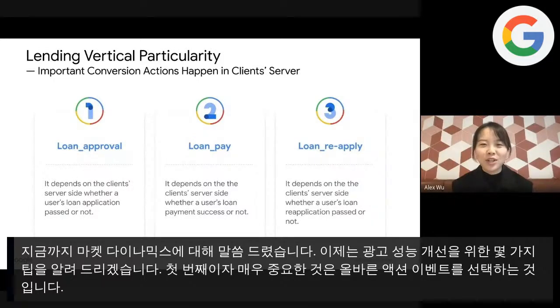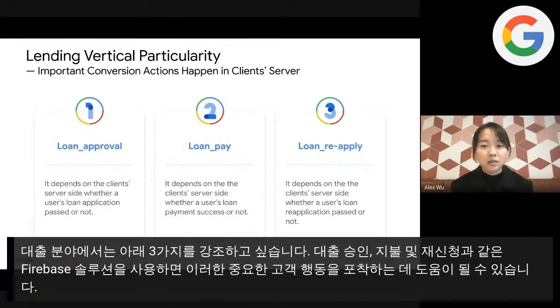Okay, now you already know the market dynamics. We are going to give you a couple of tips to help you improve the ads performance. And the first one, a very important one, is choosing the right actions. So I want to highlight those 3 actions in the lending vertical, like loan approval, pay, and reapply. Those 3 are very important, but they all happen on the server side. So in Google, using Firebase, a server-to-server solution can help you to capture those important actions. And that's the first one.